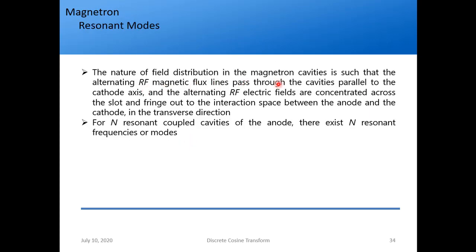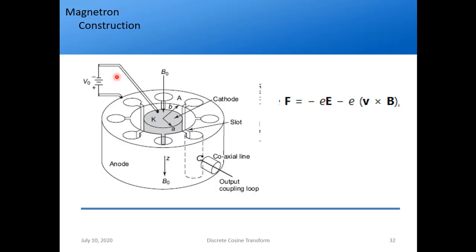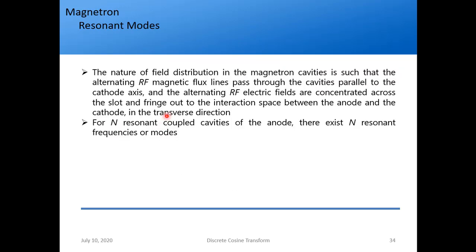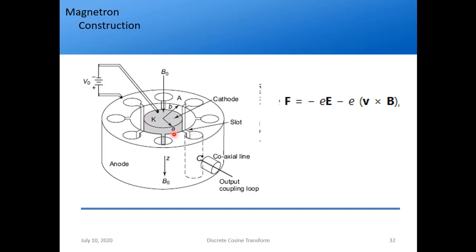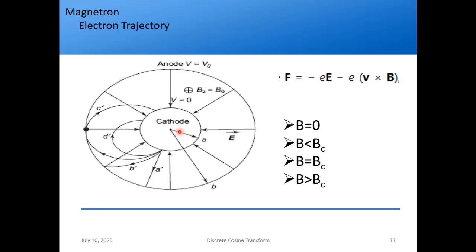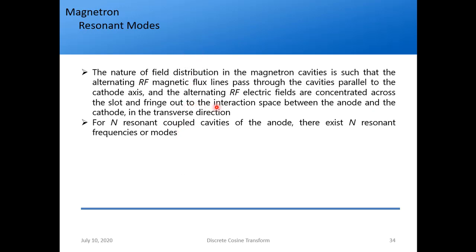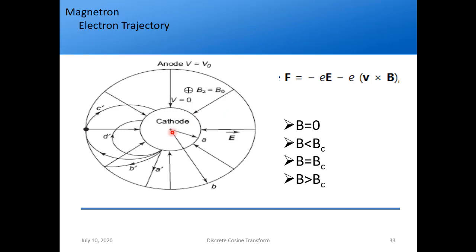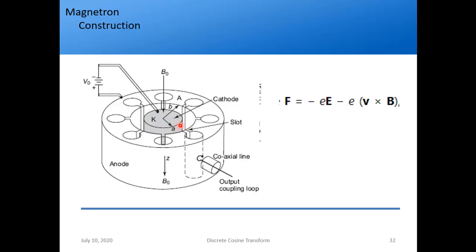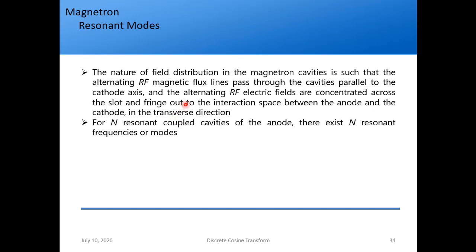The nature of field distribution in the magnetron cavities is such that the alternating RF magnetic flux lines pass through the cavities parallel to the cathode axis, right? So this is the cathode axis and the magnetic field is along the axis, so that is what is said there. And the alternating RF electric fields are concentrated across the slot. That is, you have this slot here, right? So the electric field will be between these two vertical lines, as we saw in the klystron. And they fringe out to the interaction space, meaning fringing happens here, as we saw in the microstrip antenna. So the fields will come out here. That we'll see in a further slide again.